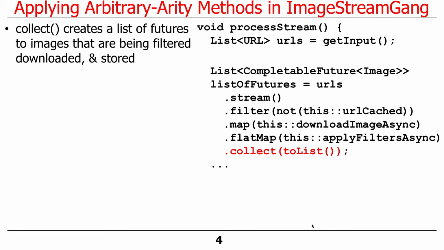So just a quick recap of the context. Remember, collect is used to create a list of futures to images that are going to be in the process of being filtered, downloaded, and stored. So those are the things that it's doing. And it's actually being downloaded, filtered, and stored, not filtered, downloaded, and stored. Not quite sure why I wrote it like that, other than maybe it formatted better on the slide.